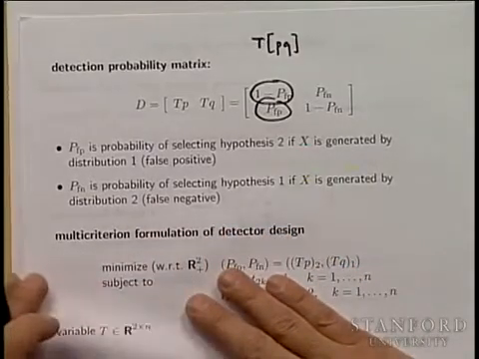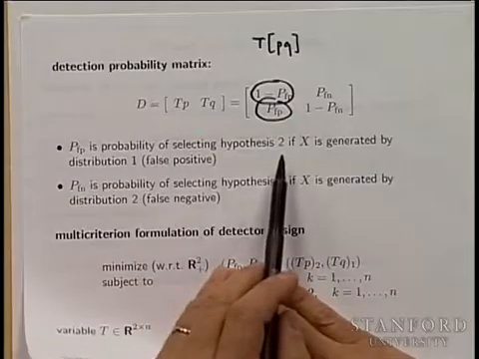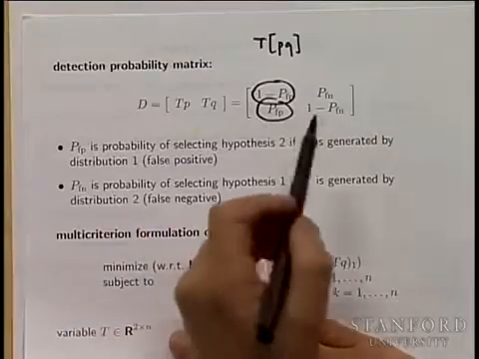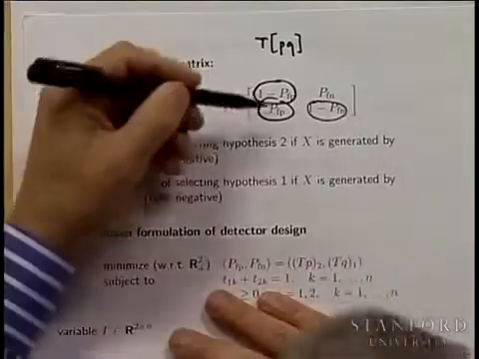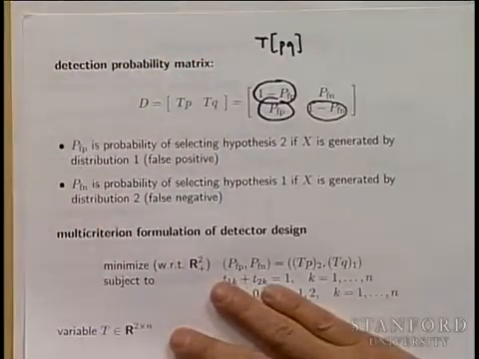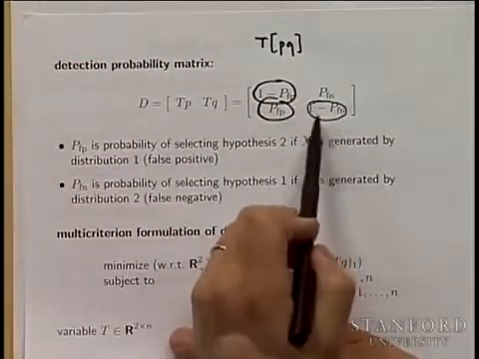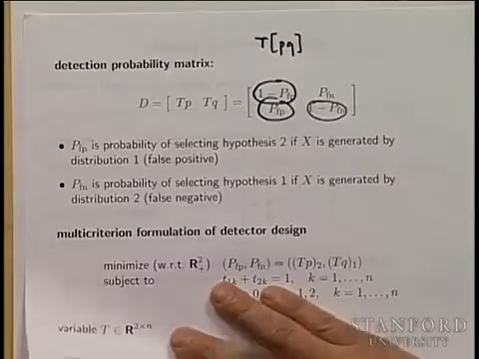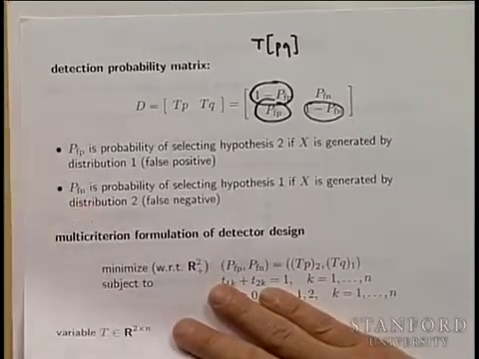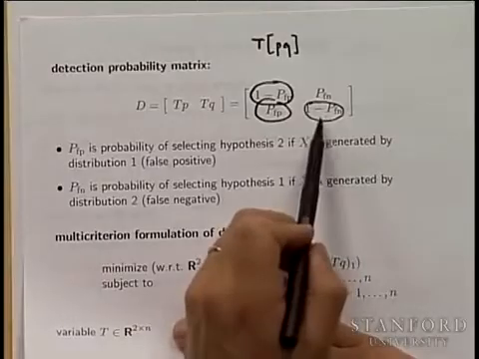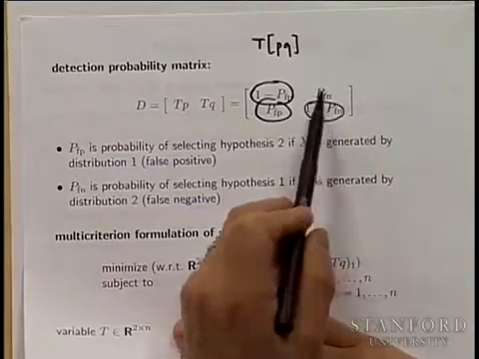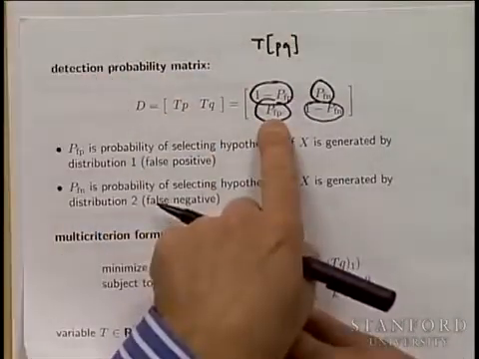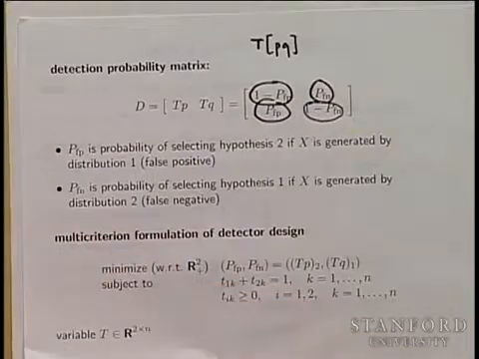We're taking hypothesis 2 to be positive. Okay, so that's a false positive. Now, this 2-2 entry, so these two add up to 1. I mean, they're conditional probabilities. This entry is the probability that the sample was generated by distribution 2, and you guessed correctly distribution 2. Again, that's something you want near 1. And these off diagonals are the ones you want small. It's the probability of false positive and probability of false negative, and you want those small.